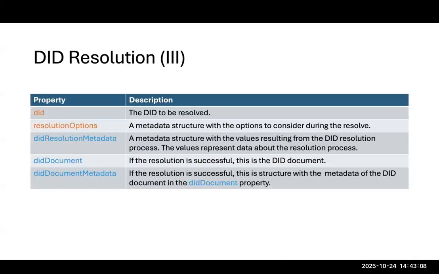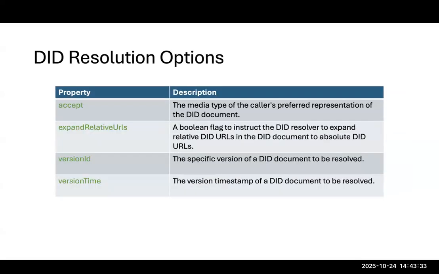Let us just review the different properties. DID, some options. Normally metadata are in a structure that you predefine and receive back from the function, the DID documents and some metadata. Now, DID resolution options accept the media type, that is the caller's preferred representation of the DID document, typically a JSON file.